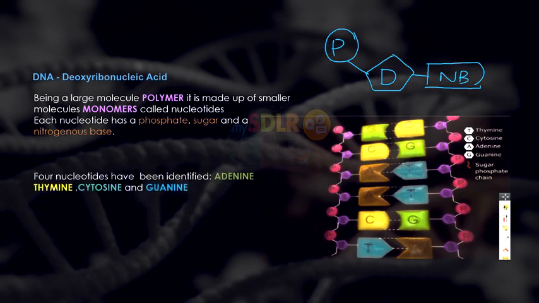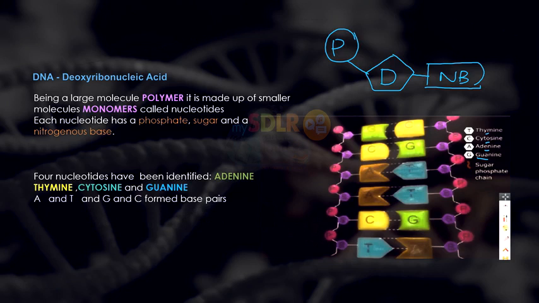Four nucleotides have been identified in DNA: adenine, thymine, cytosine and guanine. They've been symbolized A, T, C and G. Whenever you see the symbol A, it stands for adenine. If you see the symbol T, it stands for thymine. If you see the symbol C, it stands for cytosine. And if you see the letter G, it stands for guanine. You may use these letters in your examinations.